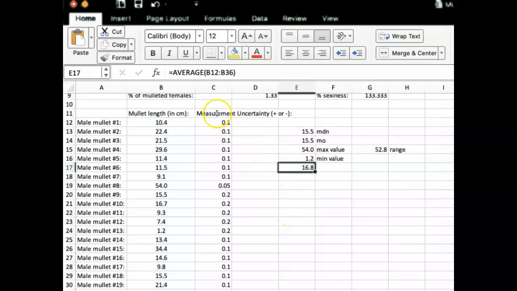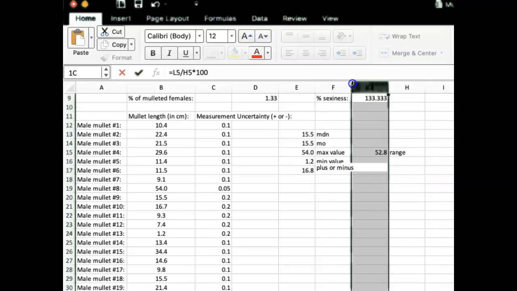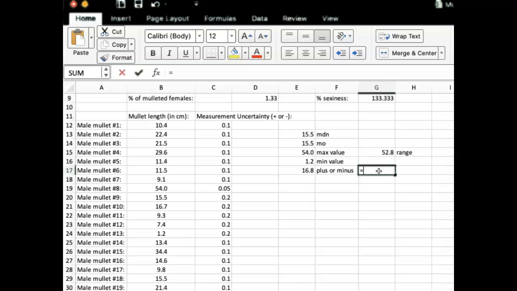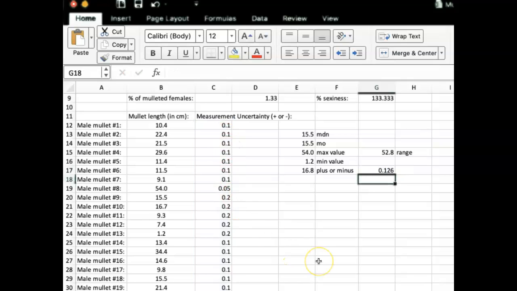And I did say that you're supposed to report measurement uncertainty. There are rules for how you're supposed to do that. We're just going to say plus or minus, and then we'll just average up the measurement uncertainty. Don't tell Mary that I'm doing this, by the way. She'll yell at me. But it's just easy enough to do this. And let's see, then I have to go to C36 and to C36. So plus or minus 0.126, which gives you an idea of the precision. Yes, I know there's actual mathematical ways of doing that, but let's just make it easy on ourselves, right?